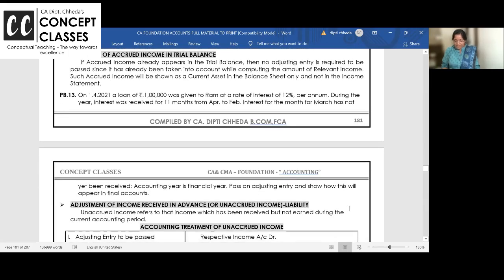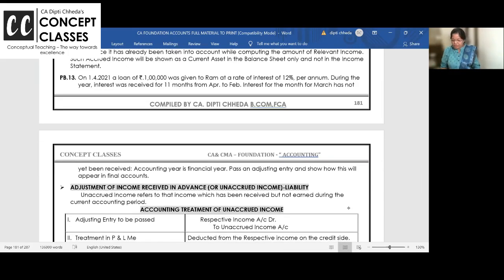So 13th problem, let us take up. A 1 lakh rupees loan is given to Ram at the rate of 12%. During the year, interest was received for 11 months, from April to February. Interest for March is not received. So, shall we pass the entry? Even if interest is not received, the amount is used, no? So, let us do the 13th problem in class.